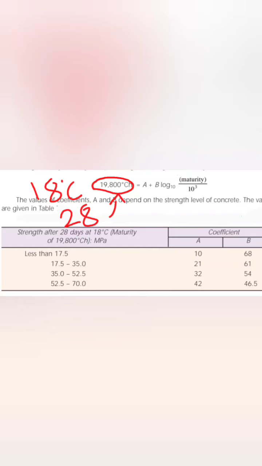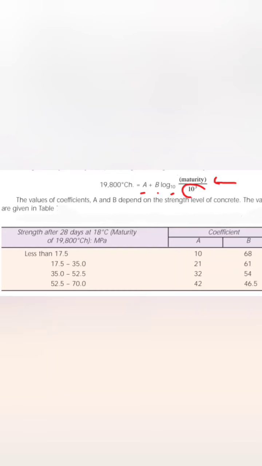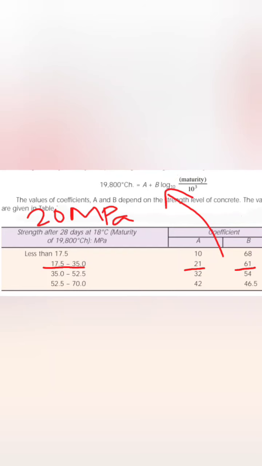That value we have taken as 19,800 degrees Celsius hours, which equals A plus B log 10 of maturity divided by 1000, where the A and B values are taken based on the strength of the concrete to be achieved at 28 days. For example, if I want to achieve a strength of 20 MPa at 28 days of curing, it falls in this line, so my A value will be 21 and B value will be 61, to be substituted in this equation.